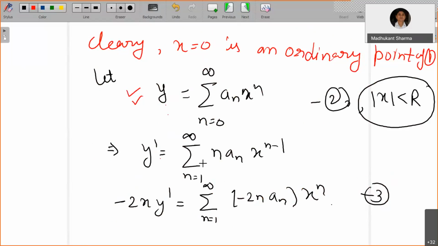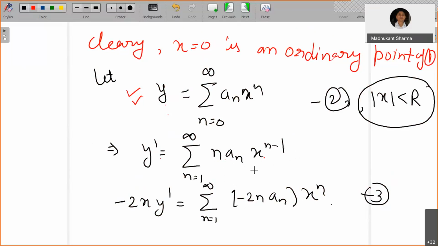What you require is minus 2x times y dash, so I just multiply by minus 2x on both sides. So you have the sum of minus 2n times a_n times x to the power n minus 1 plus 1. That's going to be x to the power n, because one more x you are multiplying.